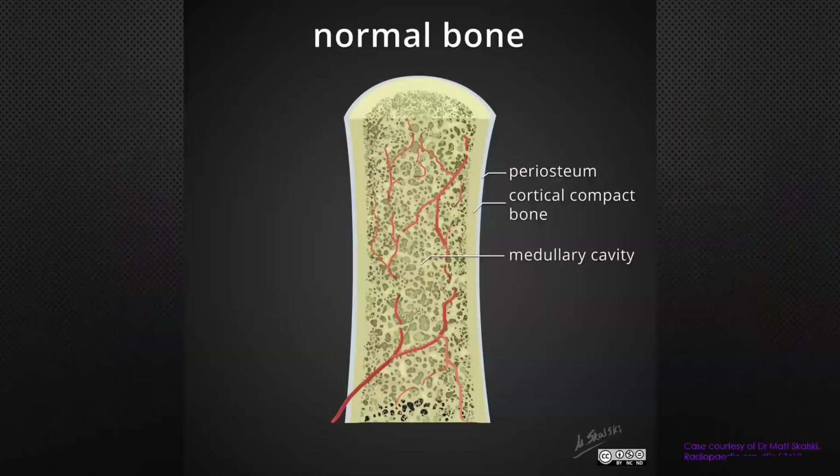And so I just like these images. So took from Radiopedia, which is something I refer to a lot as a radiologist. Right, you've got your normal bone here, your periosteum, your marrow space or medullary cavity, your cortical bone. We have vasculature going through the bone.